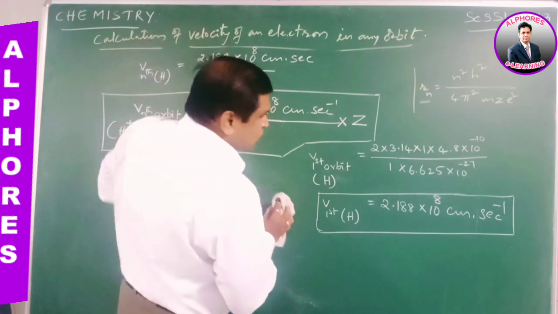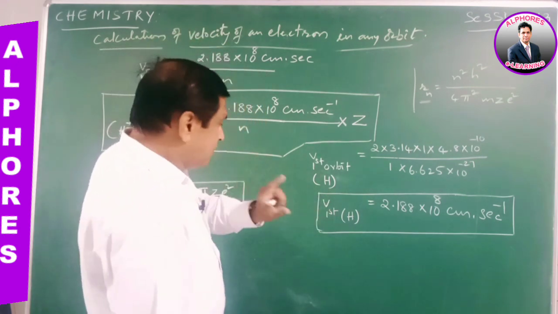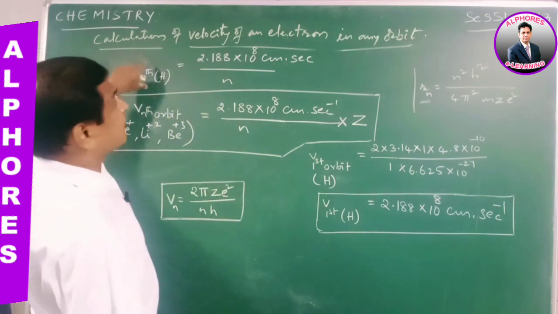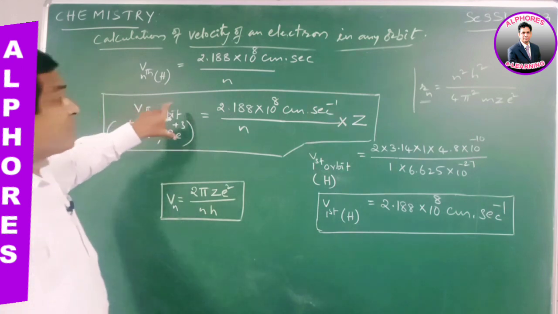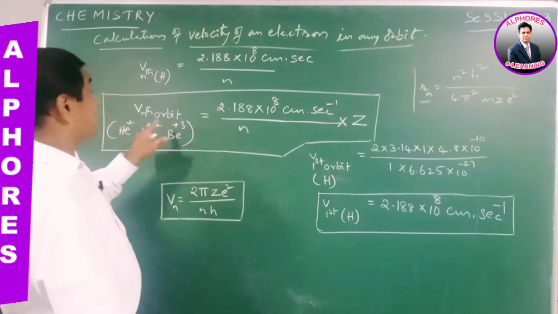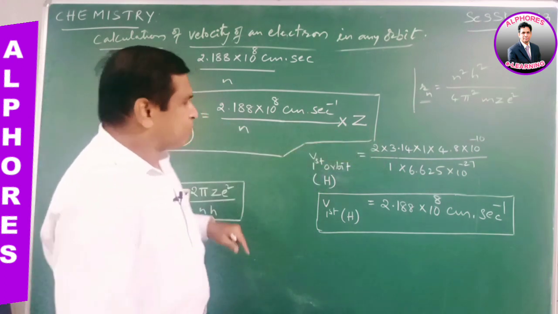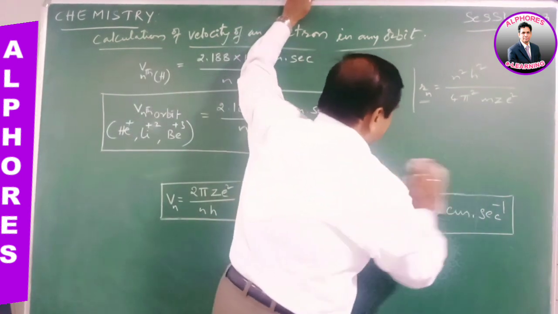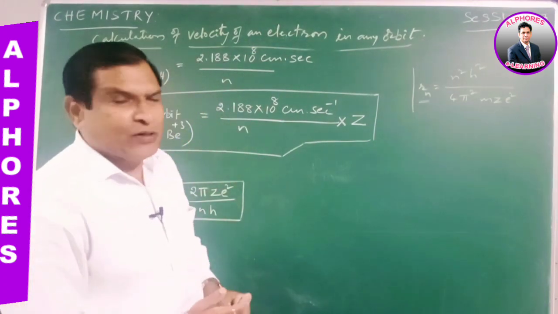So this is the velocity of the electron in the first orbit of hydrogen atom, and this is the velocity of the electron in the nth orbit of hydrogen, that is divided by n. Next, this is the velocity of the electron in the nth orbit of a species containing one electron, multiplied by Z. Okay, done. Let us take up two examples. Let us exercise.